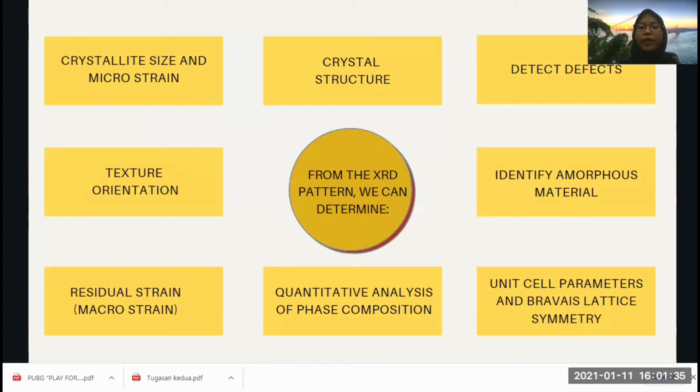From the X-ray diffraction pattern, we can determine the defects, crystal structure, crystalline size and microstrain, texture orientation, residual strain, quantitative analysis of phase composition, unit cell parameters and Bravais lattice symmetry, and the last one is to identify amorphous material.